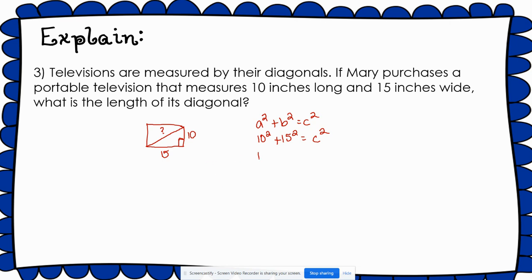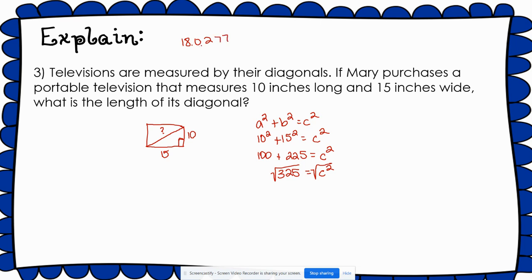Well, 10 to the second power is 100, and 15 to the second power is 225. When I add 100 plus 225, I get 325. Well, then I need to get c by itself, so I'm going to need to take the square root of both sides of this equation. So when I take the square root of 325, I'm going to get approximately, and you'll notice something strange with this, approximately 18.027, and it continues on.